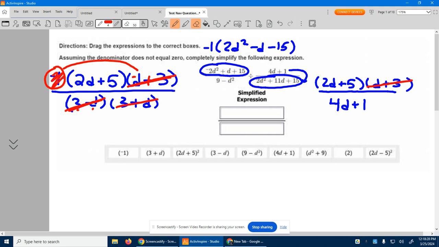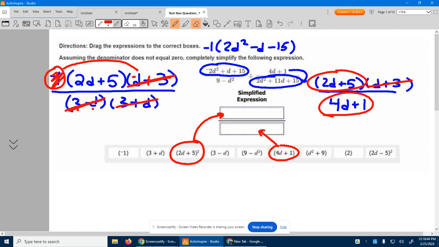So now what do you have? You have a 2D plus 5 on top and another 2D plus 5 on top over here. So that's a 2D plus 5 quantity squared. That's going in the top. And in the bottom is this 4D plus 1. That's what's getting moved right here. There's that question for you.